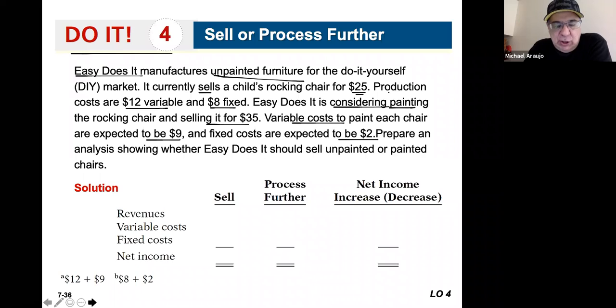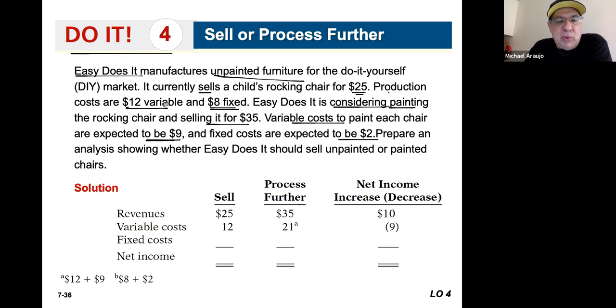So in this case, they would get a $10 boost on every chair because they'd be able to sell the chair for $10 more. So that's an increase of $10 toward their profitability, but their costs would increase. Variable costs would increase by an additional $9. I'm sorry, my bad. That's an additional $9 on top of the $12, so that's the 21. And their fixed cost would go from $8 to an additional $2, which is 10.